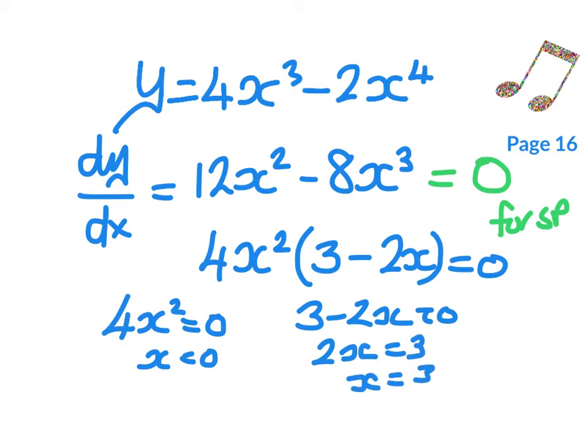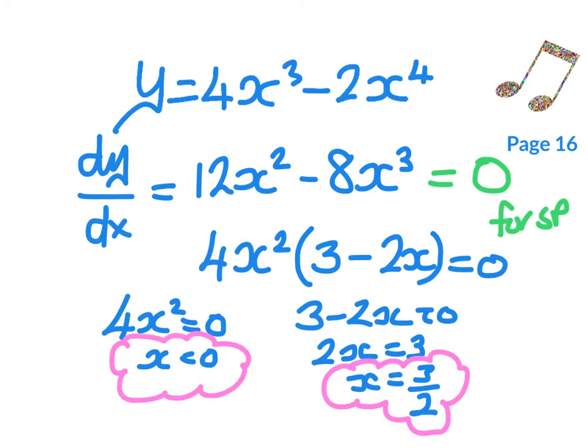It's not uncommon to have fractional values for x. So what I now know is I know the x coordinates of the stationary points. So there are two stationary points on this curve. One of them when x is 0 and the other when x is 3 over 2. I'm going to go ahead and find the y coordinates now, then we'll do the nature table.